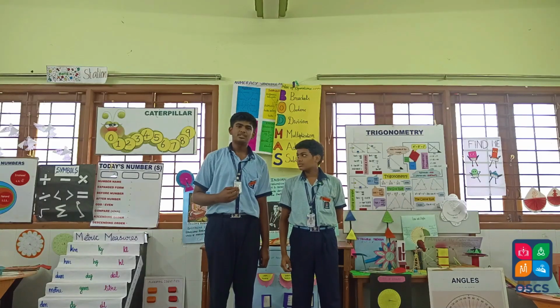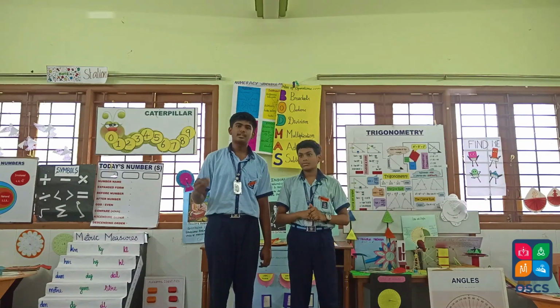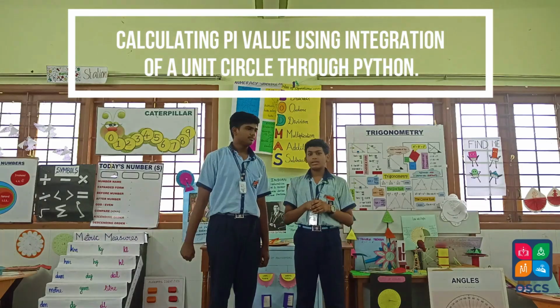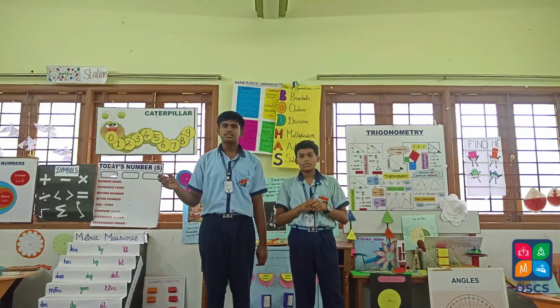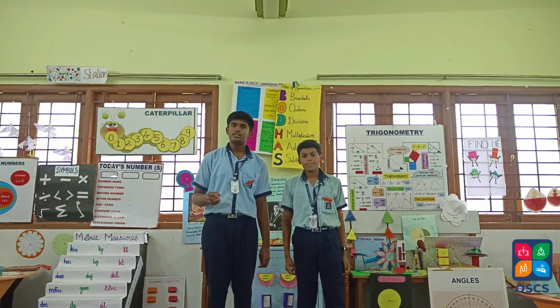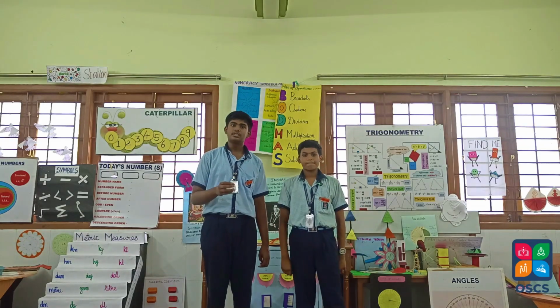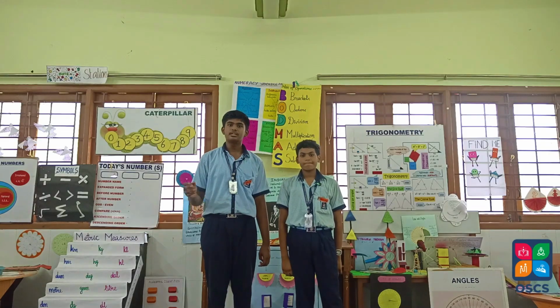Today I am going to present to you on my works on how to calculate pi using Python. Pi is an irrational number. Pi is basically defined as the ratio of the circumference to the diameter of a circle. It can also be expressed as the ratio between the area and the radius squared.